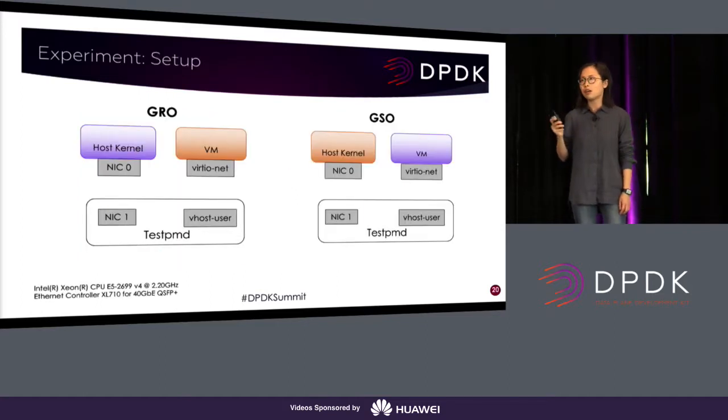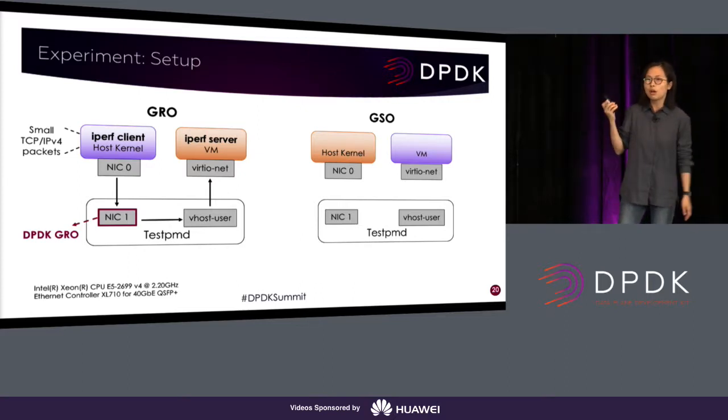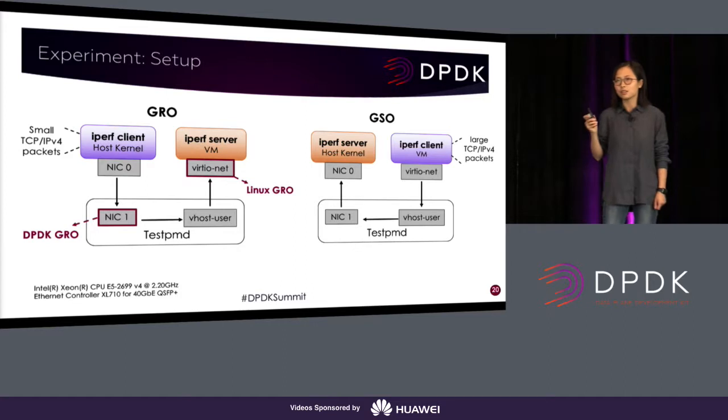To set up the GRO experiments, we run the iPerf client on the physical NIC and the iPerf server on the VM. The iPerf client will send small TCP IPv4 packets, and our DPDK GRO is performed on the packets received by NIC1. And to compare Linux GRO performance, we will also enable Linux GRO for the virtual port. And for GSO, we run the iPerf client on the VM and the iPerf server on the physical NIC.